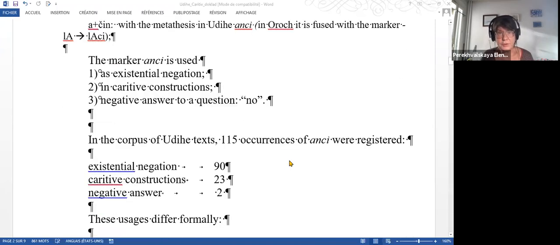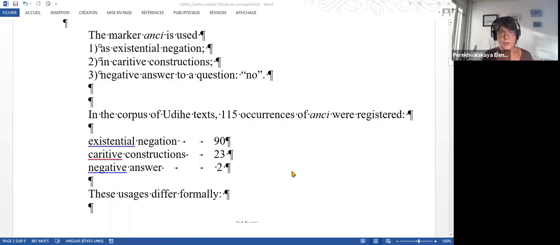And so in my corpus, there were 115 occurrences of anchi, and the most frequent is existential negation. Caritive constructions are also very numerous, and then negative answers. So the figures are what we would expect. It's not really something surprising here.